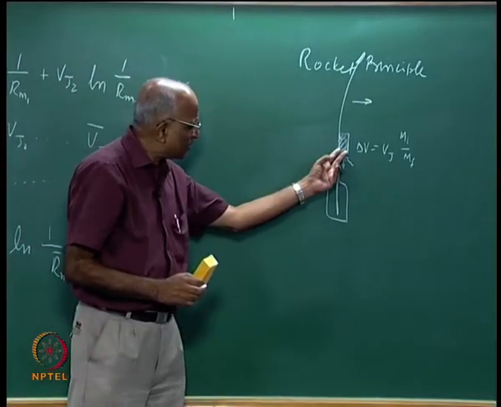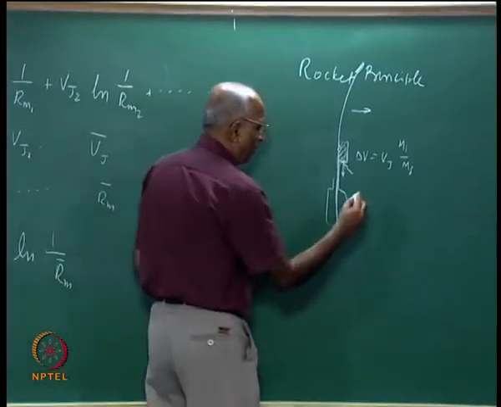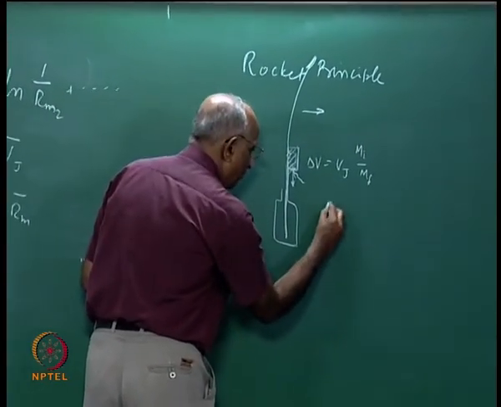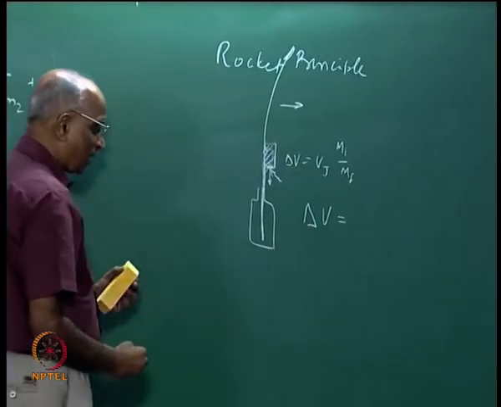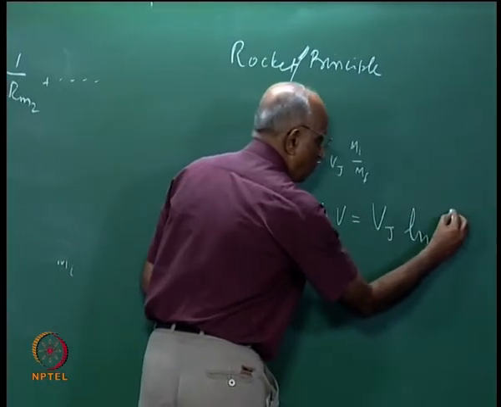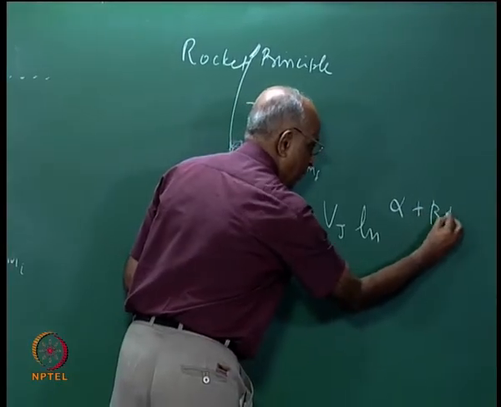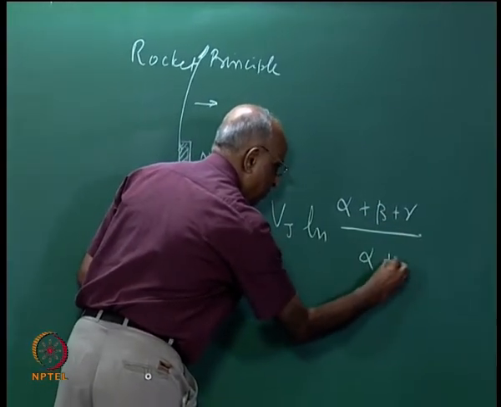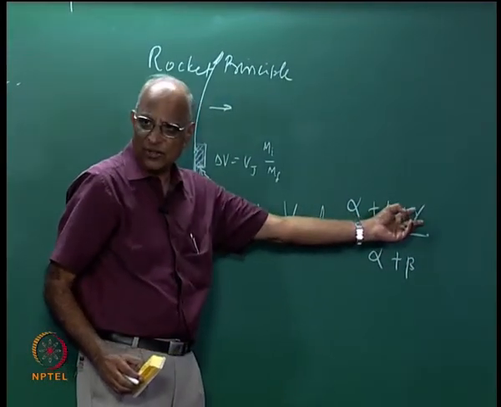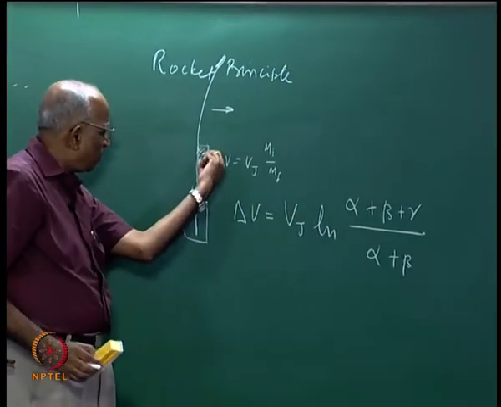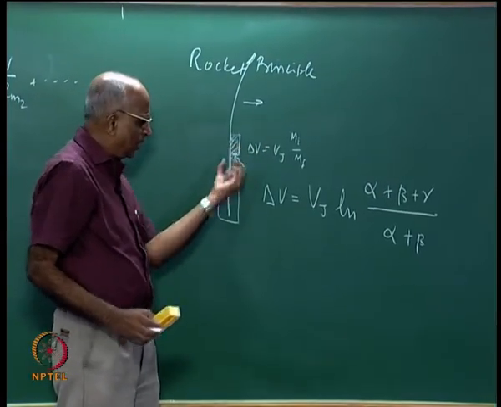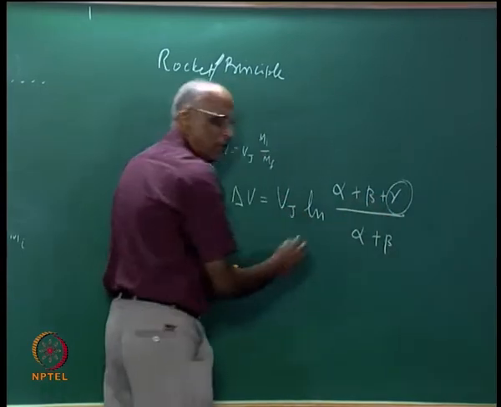But in cases like this, what happens is the value of the mass of powder we use is very small, and rather if I were to go back and write the equation what I wrote in the last class, namely delta V is equal to Vj ln of (alpha plus beta plus gamma) divided by (alpha plus beta), wherein alpha was the payload mass fraction, beta the structural mass fraction, gamma the propellant mass fraction, the amount of gunpowder or the amount of black powder which I keep is very small compared to the weight of the stick and all this, and therefore gamma tends to be a small number.